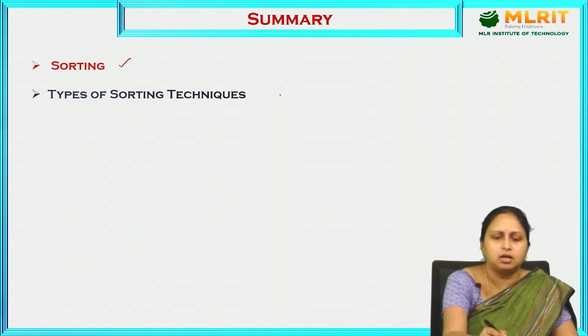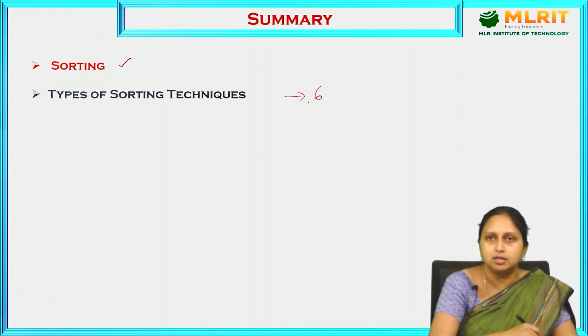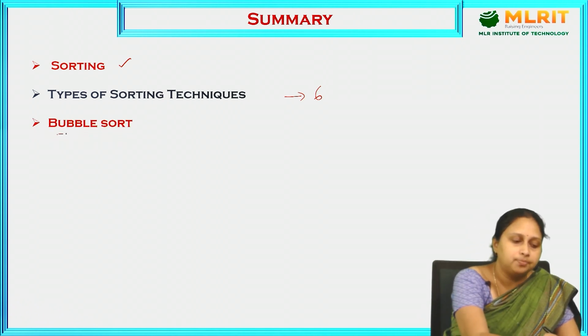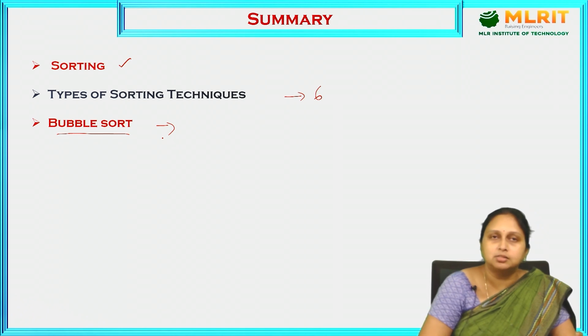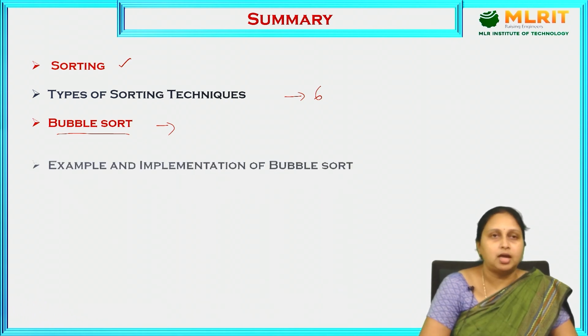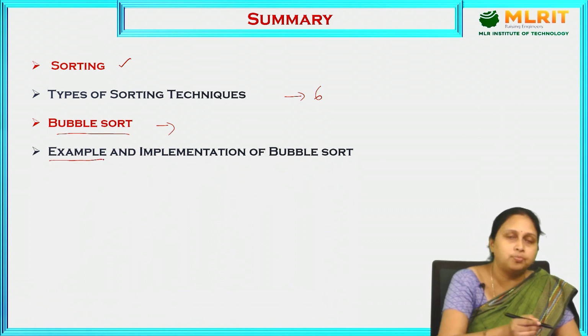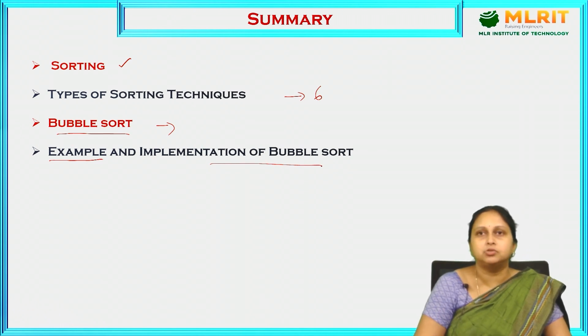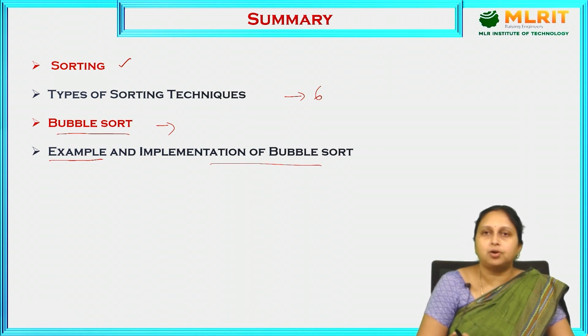And we have also seen the different types of sorting techniques. We have seen 6 sorting techniques: bubble sort, insertion sort, selection sort, quick sort, merge sort and heap sort also. And in that we have discussed the bubble sort, which is a simple and non-efficient sorting technique that can be used for small data. Okay. And then we have seen the example of how we are going to perform the bubble sort and the implementation of bubble sort also, and I have shown you the execution part of bubble sort. You can try this bubble sort.